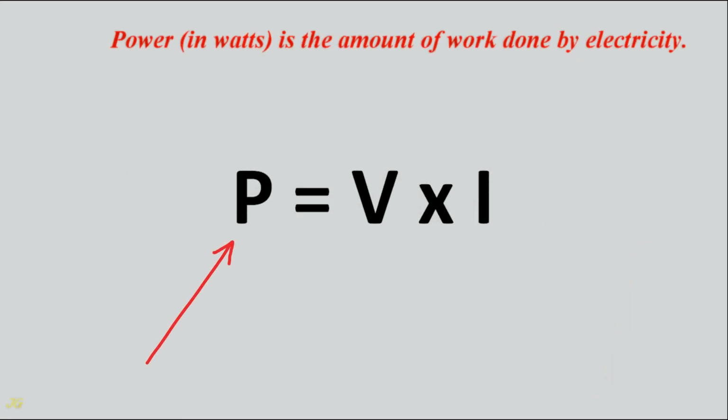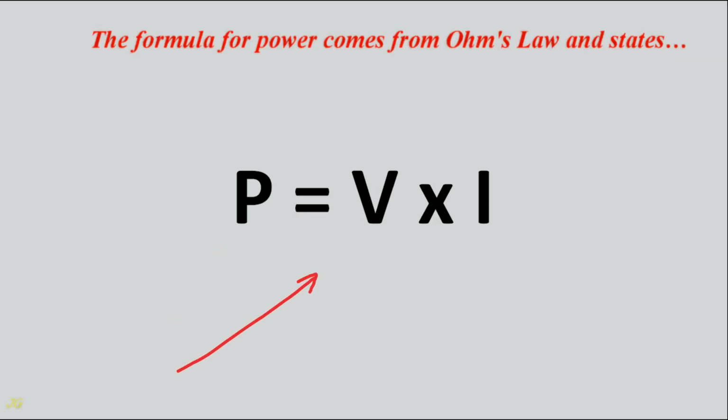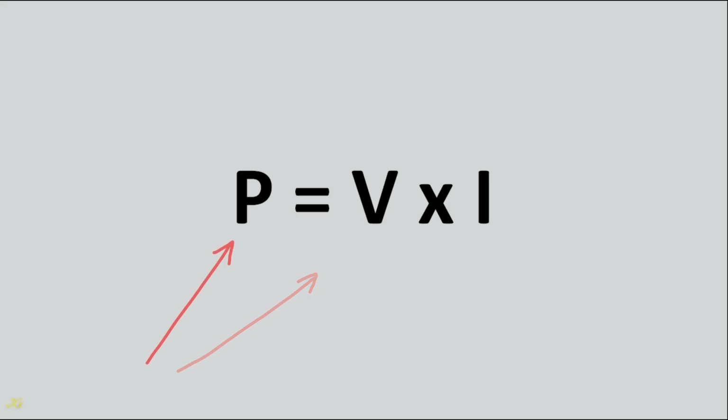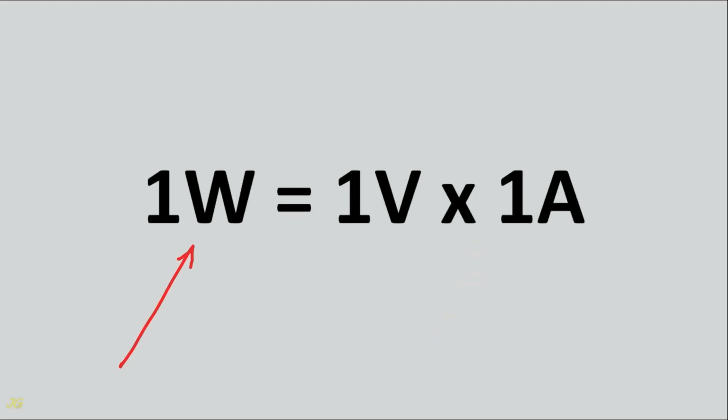Power, in watts, is the amount of work done by electricity. The formula for power comes from Ohm's law and states that power, watt, equals voltage, volt, multiplied by current, ampere. 1 watt equals 1 volt times 1 ampere.